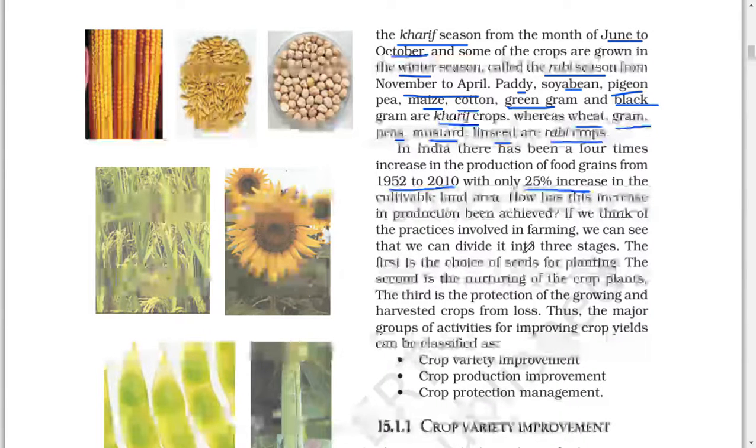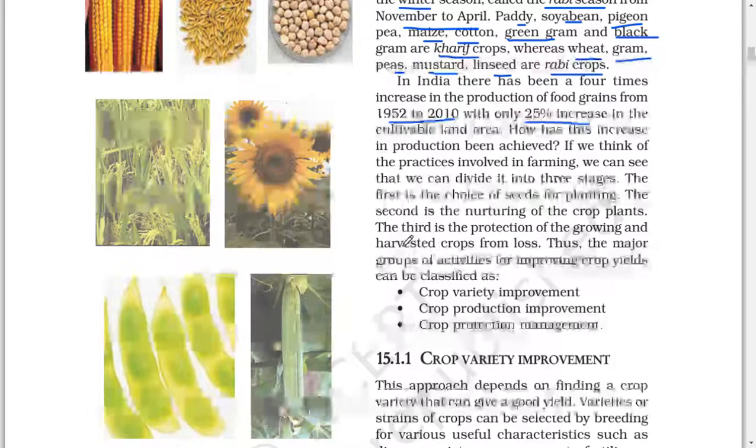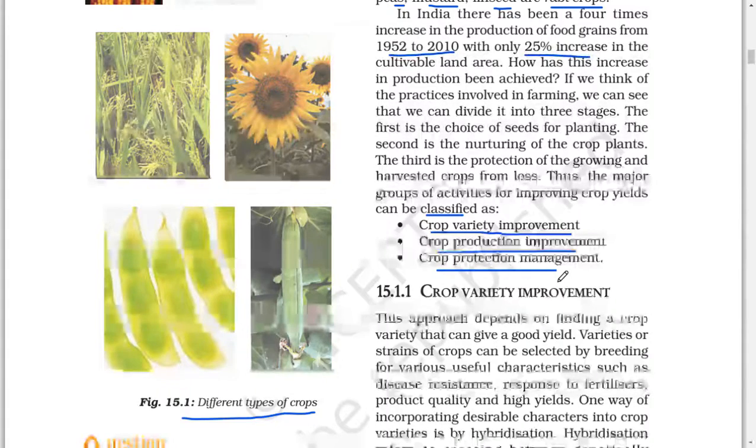If we think of the practice involved in farming, we can see that we can divide it into 3 stages. The first is the choice of seeds for planting. The second is the nurturing of the crop plants. The third is the protection of the growing and harvested crops from loss. Thus, the major groups of activities for improving crop yield can be classified as crop variety improvement, crop production improvement, and crop protection improvement.